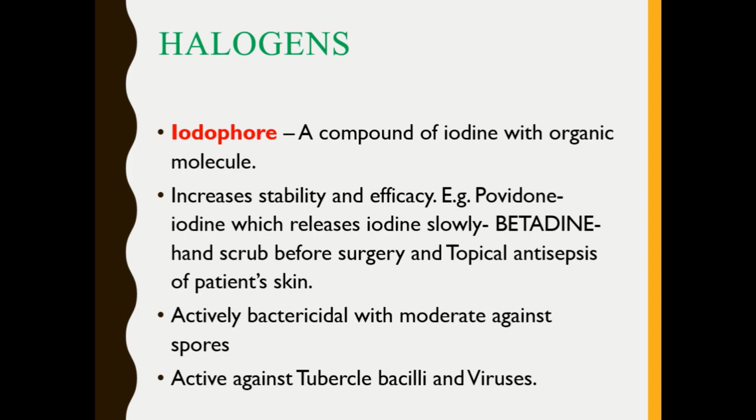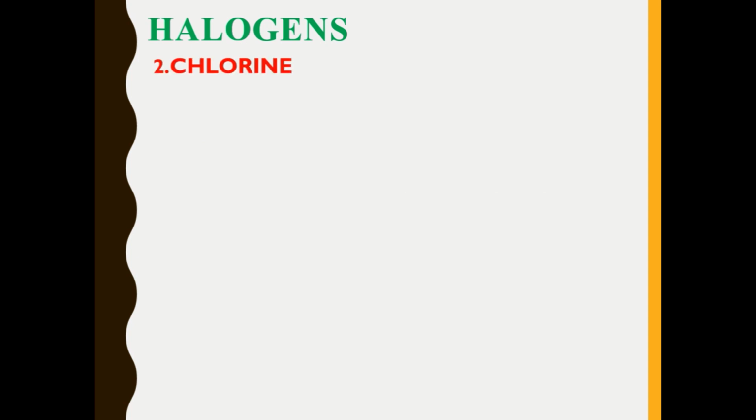Now you know about the iodophores, which are most commonly used because they act for a longer period. Instead of the plain iodine solution, the iodophores are in common use. The best example we have seen here is betadine. In the halogen group, the next most important compound which is most commonly used is chlorine.